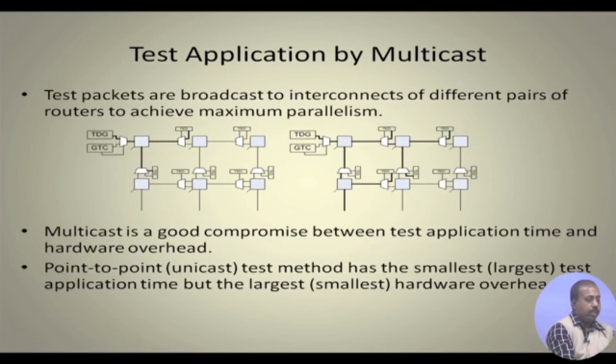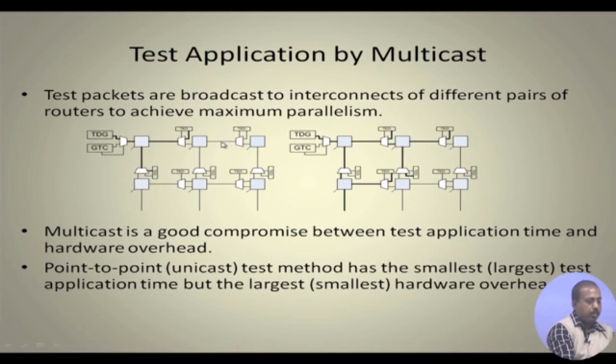So that is the situation of applying the unicast method. Under a multicast mechanism, the test packets are broadcast to interconnects of different pairs of routers to achieve maximum parallelism. Here, from this test data generator, the pattern is broadcast to this link and this link, so both are tested simultaneously. The error detectors detect the response, and if they find an error, they tell the global test controller that some error has been detected. Since it is a broadcast mode, once this link is correct, this router gets the test pattern and sends it to the next link.